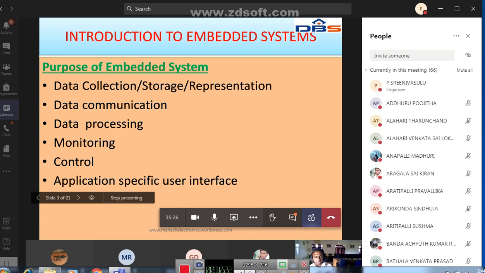Okay, A to D converters, DSP processors, again D to A converter, like that we'll have. So data processing also is present in the embedded system. Monitoring, just now I told you, monitoring means observing a particular area or particular event. Then controlling, suppose after monitoring something, we can control.